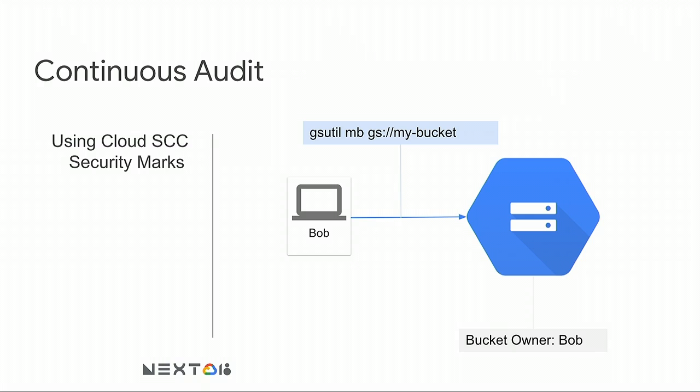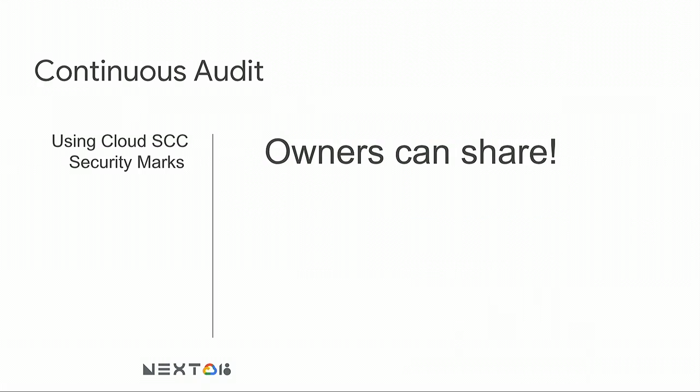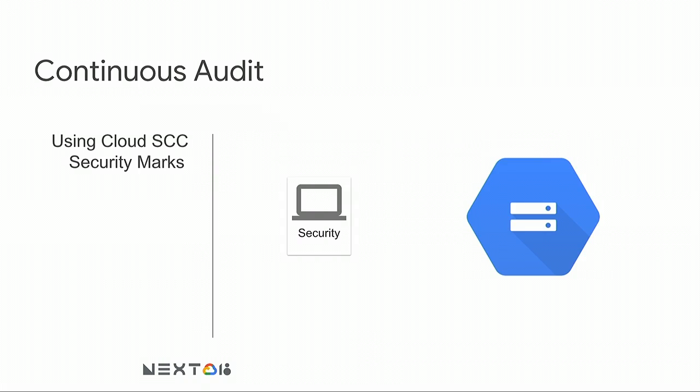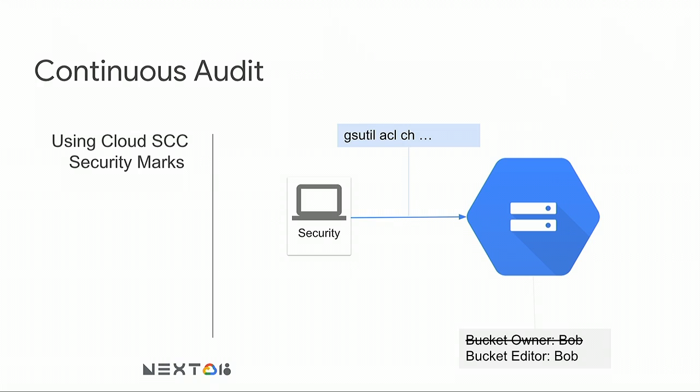So yeah, bucket owner equals Bob. Owners can share. I kind of already explained that. This opens up a very easy path for data leakage. So what we would do, if we were thinking about things from a very manual perspective, as a diligent security team, is we would want to go modify the ACL on that bucket, right? And of course, there's an API call to do that. So we could install the command line utility and say, I want to change the ACL on the bucket, and I want to set Bob to be an editor and not an owner.